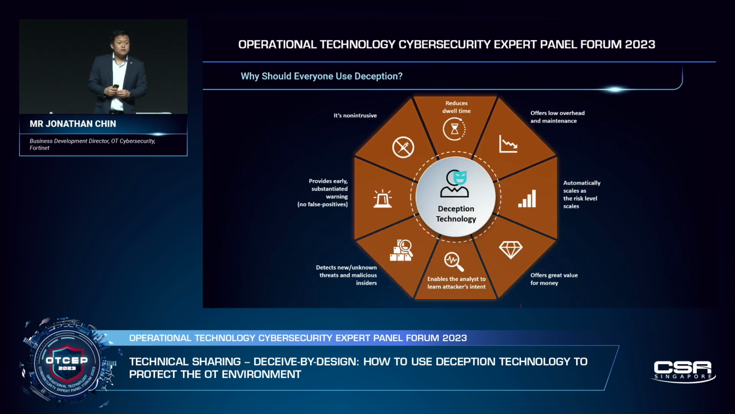So, very quickly, why should everyone use deception in OT? It's really not intrusive. When you set it up, you don't have to take the system down. It's automated. It spins out decoys and recommends where to place them, and you can scale as your security posture grows or when your attack surface expands. You can enable the analysis to learn the attacker's intent, detect threats easily, and get early warning with almost zero false positive alerts.